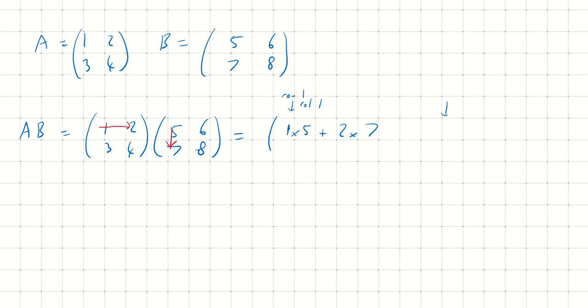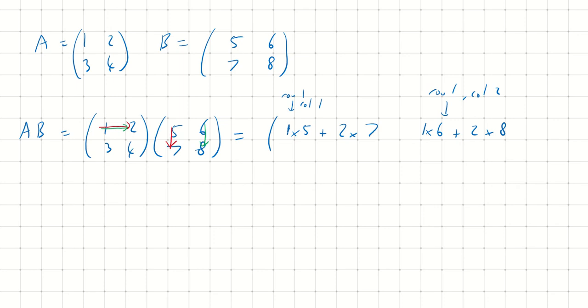Now for row 1, column 2 of my answer matrix, I need to look at row 1 of A and column 2 of B, so the 6, 8 column. So now I'm going to look at this 1, 2 row with the 6, 8 column. So I get 1 times 6 plus 2 times 8.